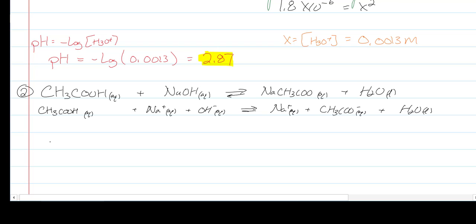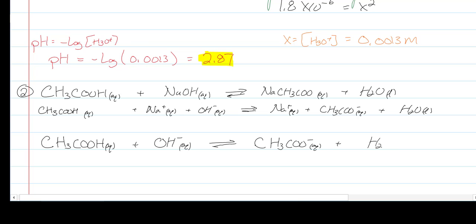So my net ionic reaction, my complete ionic reaction, is acetic acid plus hydroxide going to acetate and water.